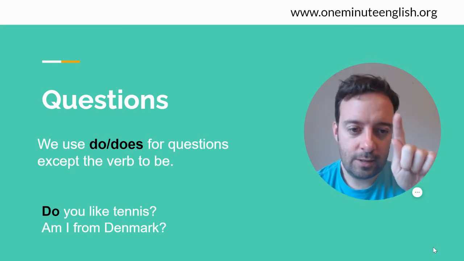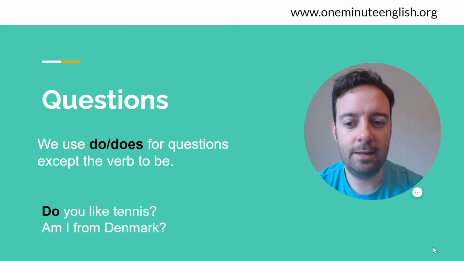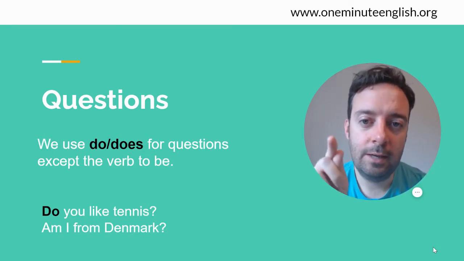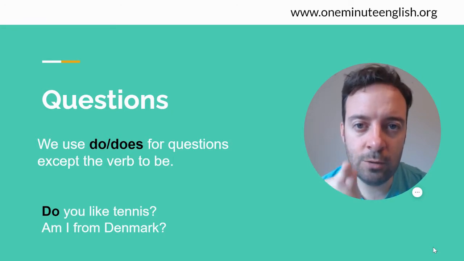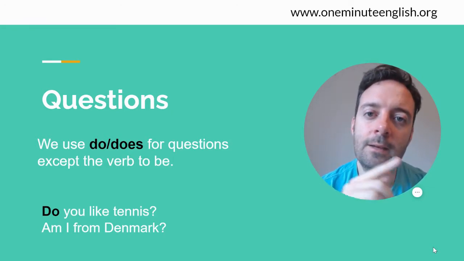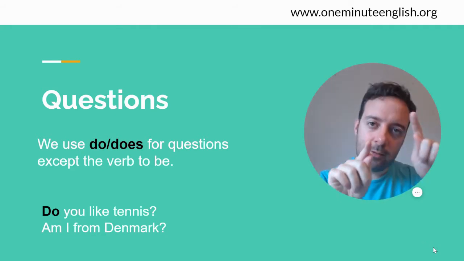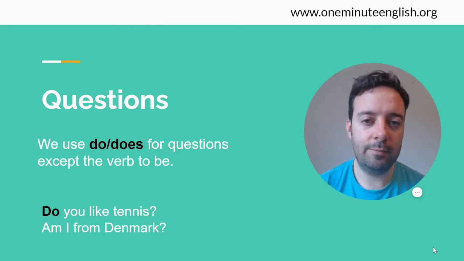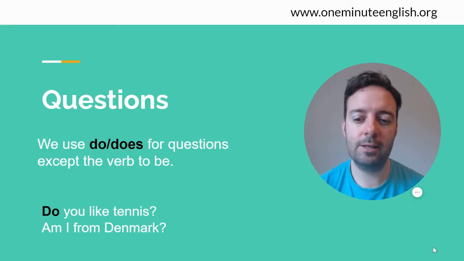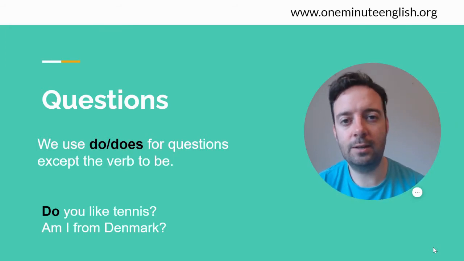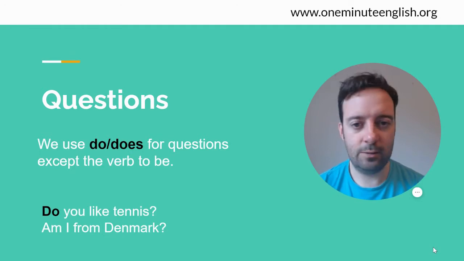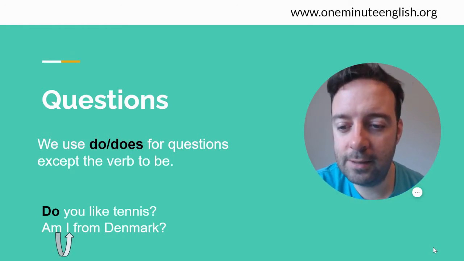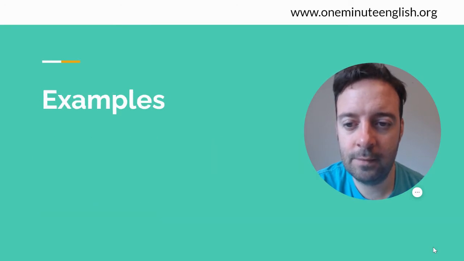So we just invert the subject and the verb to be, am, in this case. So imagine another sentence. You are from Denmark. And then you change the you and the are, and you say, are you from Denmark, in the question form. So it's a little bit easier to know that it's a question when we're not using the verb to be. So there's the inversion there.